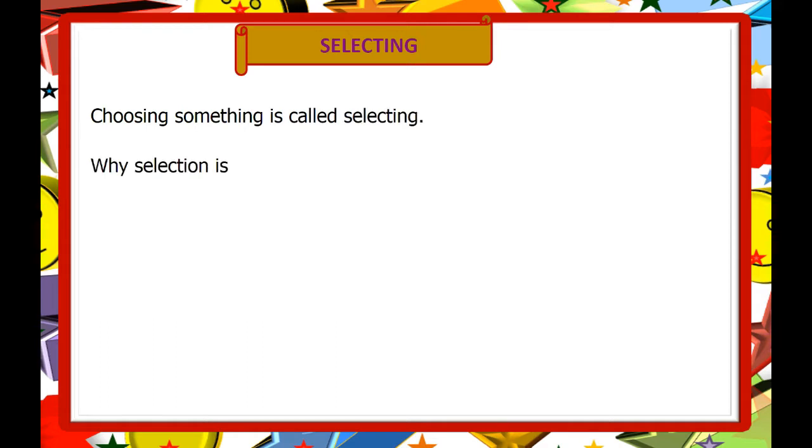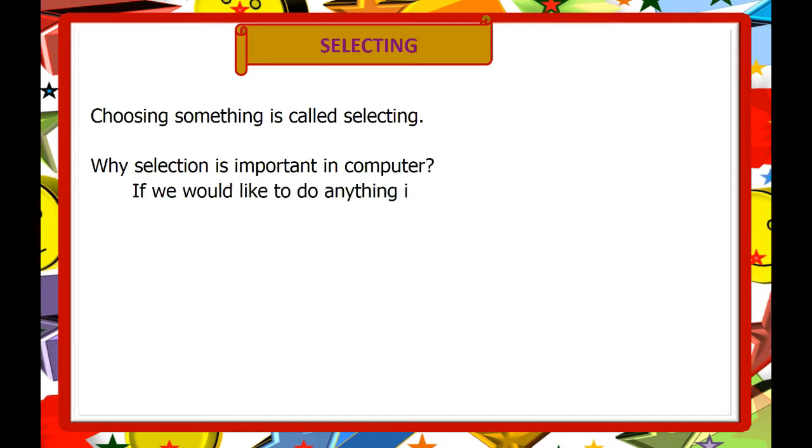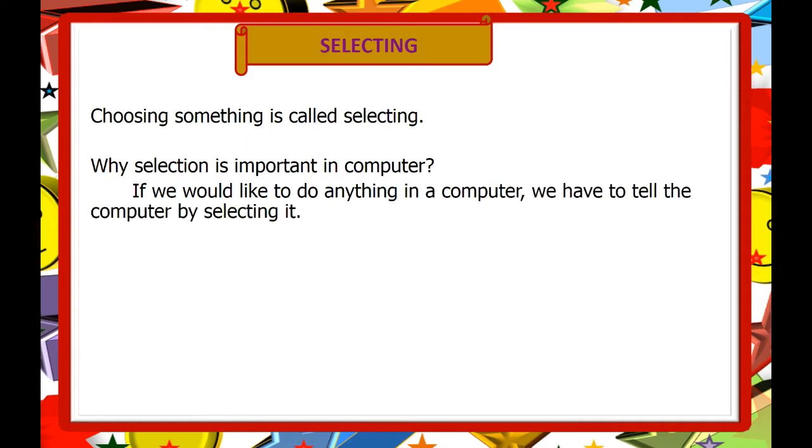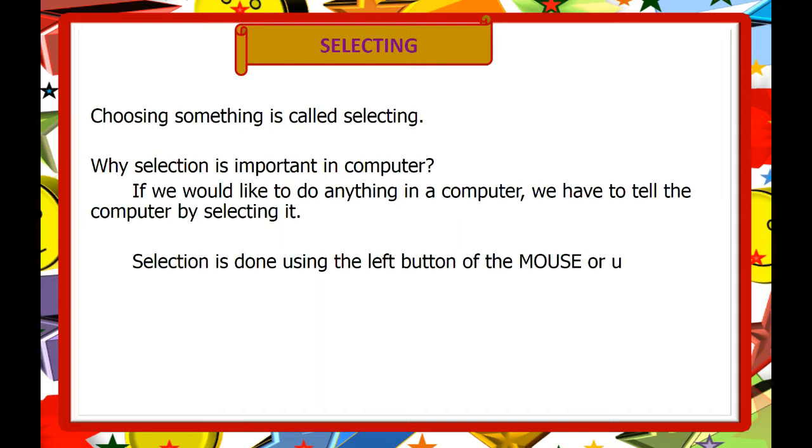So before we start this class, I would like to ask you one question. What is meant by selecting? We all know that choosing something is called selecting. Yes, that is right. Then tell me why selection is important in a computer. If some fruits are kept in front of you and you would like to have only an apple, you have to select it.